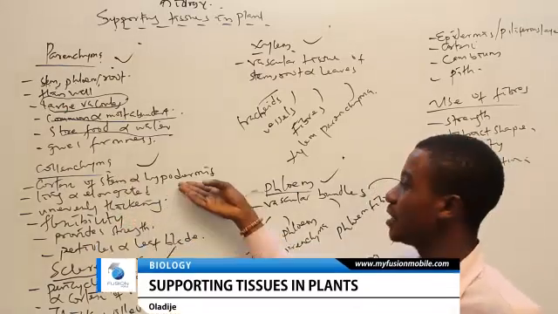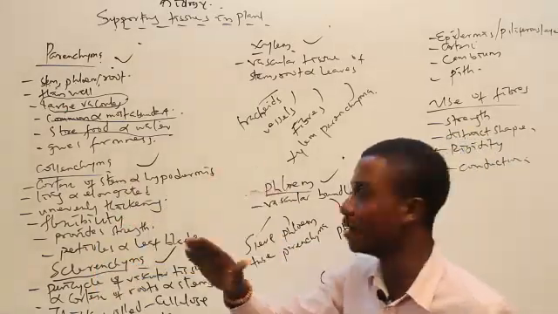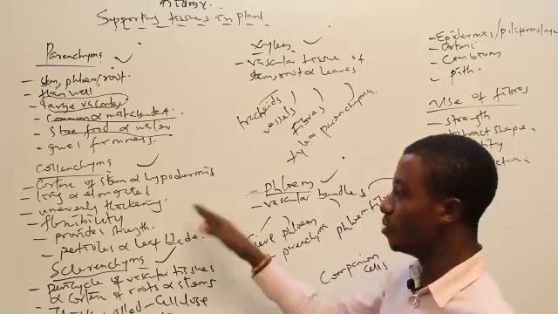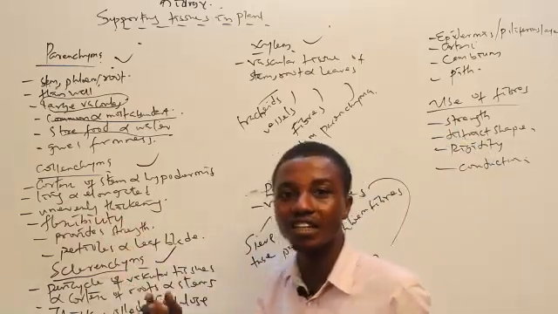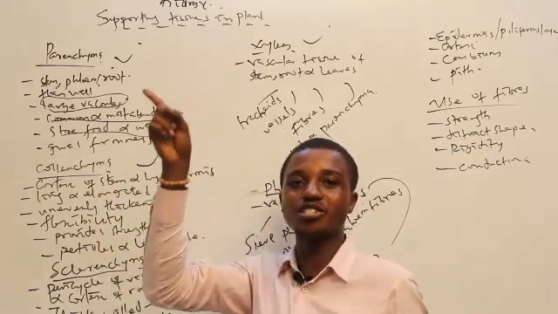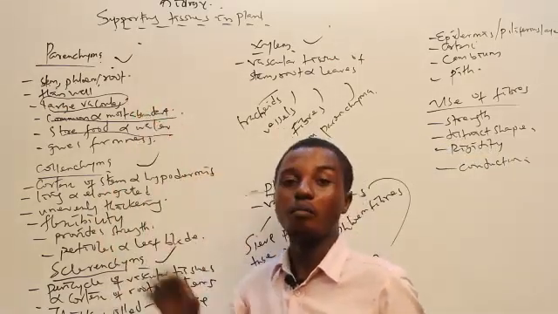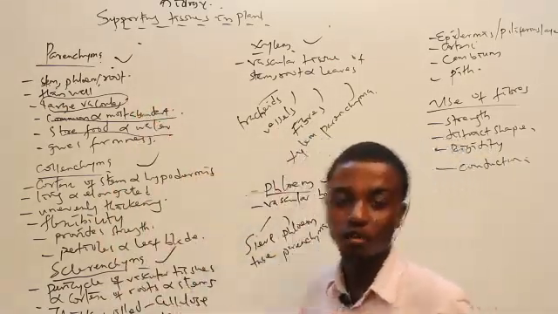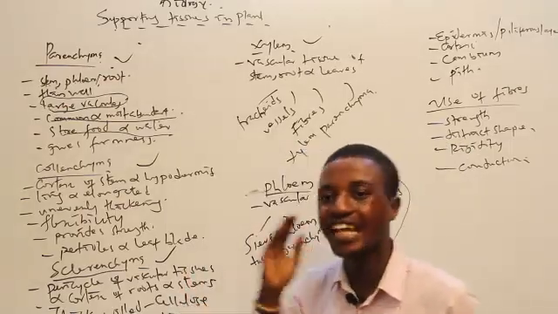What is the hypodermis? The hypodermis is the part below the epidermis. The word hypo means below. It is living and elongated. Most people say the collenchyma is living at maturity, but one thing you need to know is that they are living, whether at a particular point in time or not.